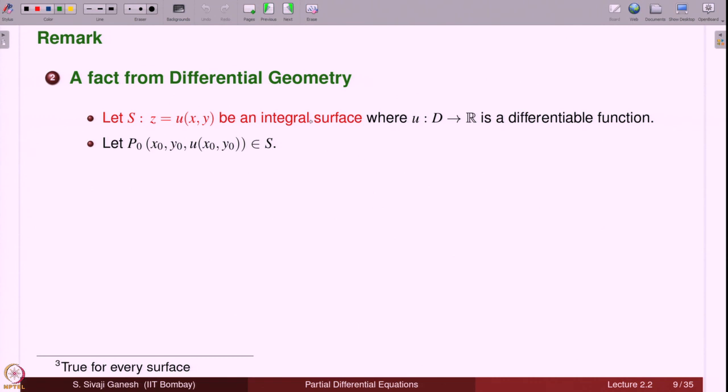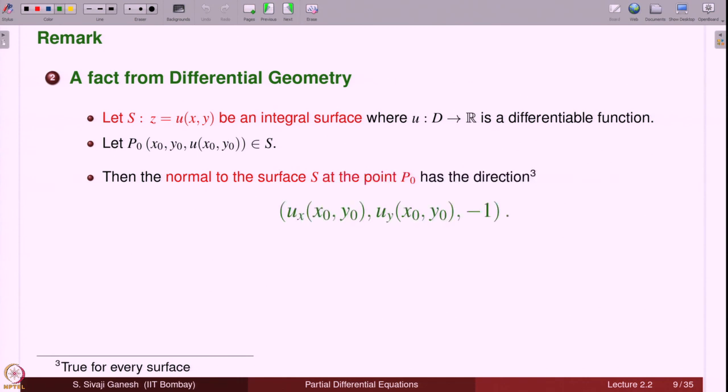So, take a point P naught on the surface. Then a normal to the surface S at the point P naught has the direction ux, uy, minus 1. There is a more general result, which I will write only roughly: if phi of x, y, z equal to 0 is a surface, then grad phi, namely phi x, phi y, phi z, will represent a normal. Of course, this should be non-zero. So, all those conditions will be there.